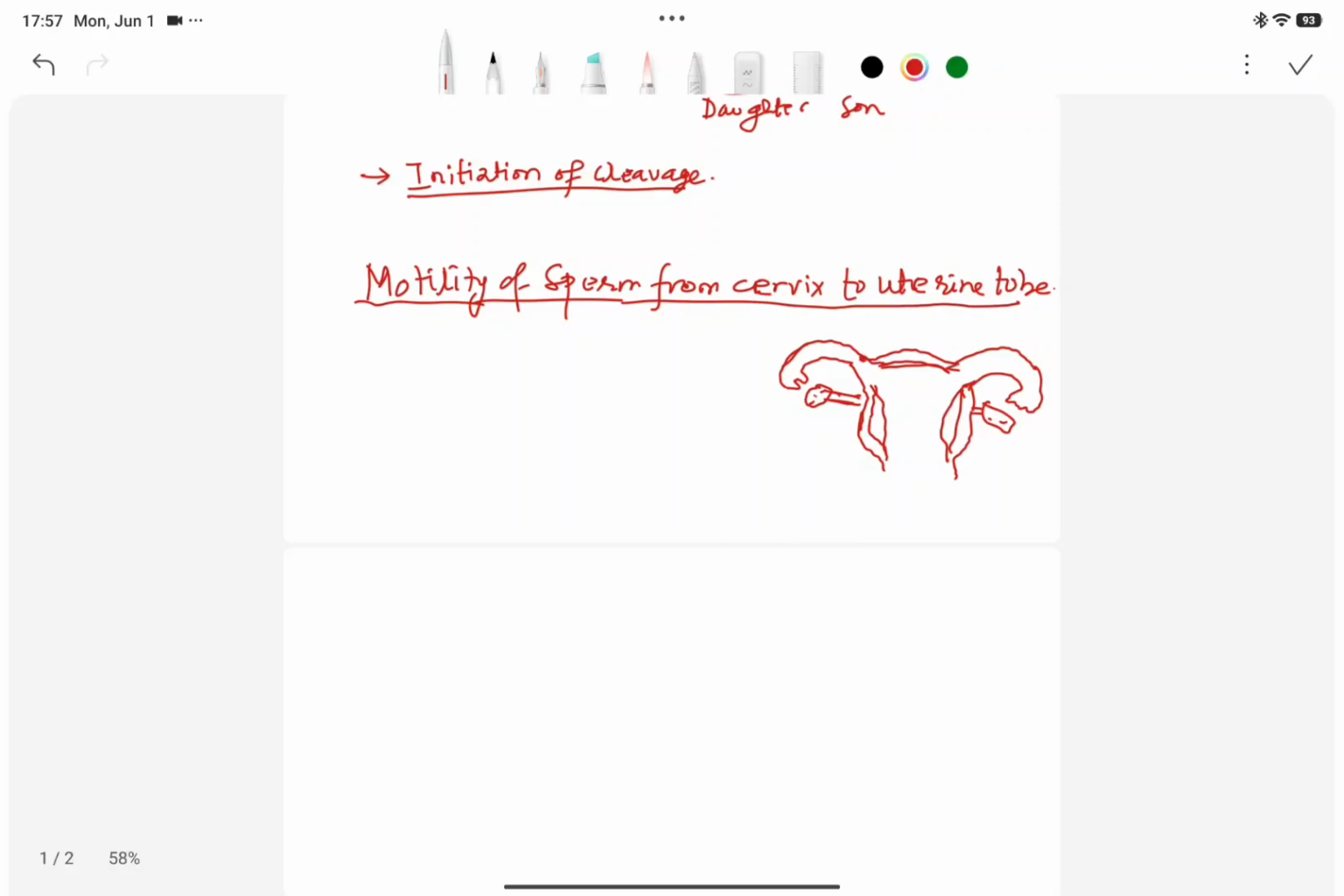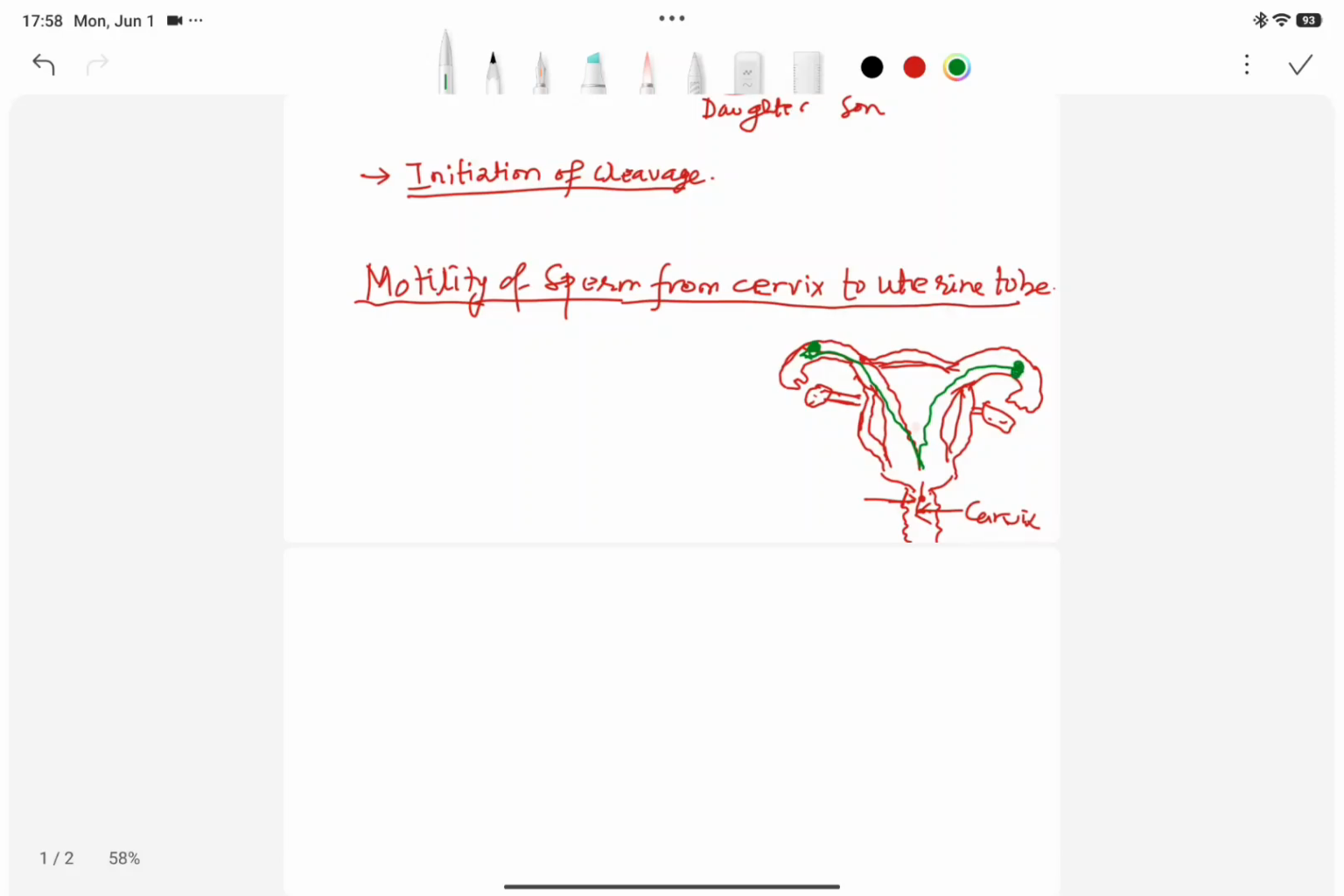Okay, this is the uterus, and there is the cervix. This is the cervix. So sperm is deposited during intimacy. Here sperm are deposited, and this sperm has to travel this distance, here up to here. This is the ampullary region.